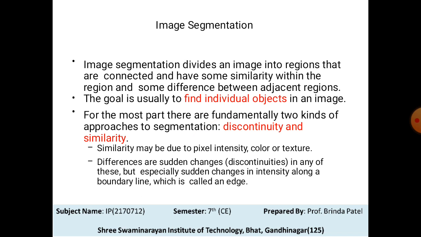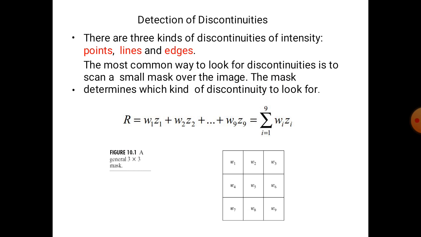A line may be viewed as an edge segment in which the intensity of the background on either side of the line is either much higher or much lower than the intensity of the line pixels. So there are three kinds of discontinuity of intensity: points, lines, and edges. The most common way to look for discontinuities is to scan a small mask over the image. The mask determines which kind of discontinuity to look for.